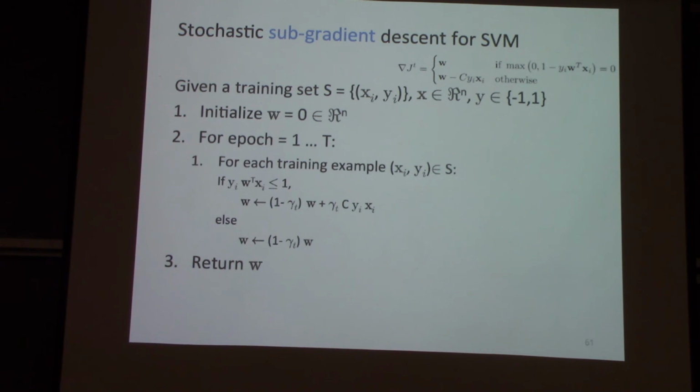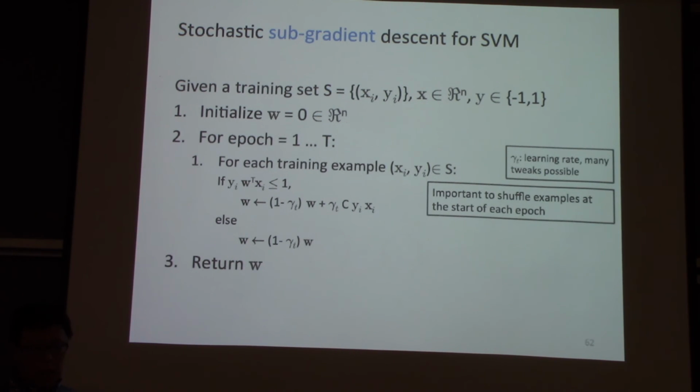And we have two separate cases. We have two separate update rules for the W. So this is the new SGD algorithm where we already calculate the subgradient so that we have the update rules explicitly written there. And gamma, as before, is the learning rate.